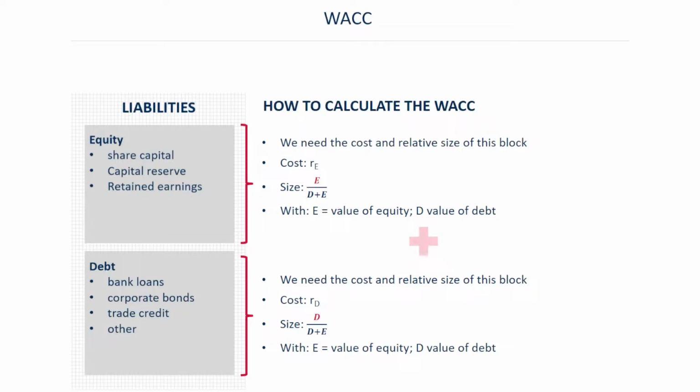Okay, how to calculate the weighted average cost of capital? We have cost and size of the upper block, the equity block. We add cost and size of the lower block, the debt block, and we have our weighted average cost of capital.